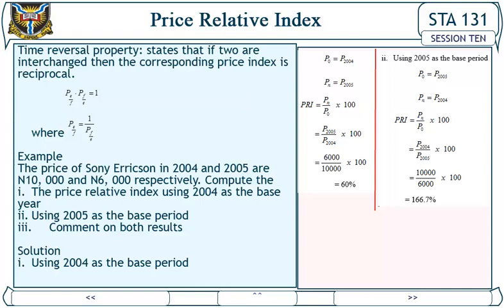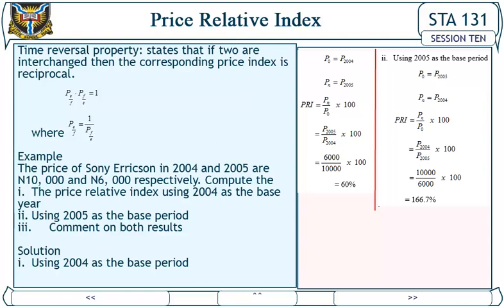Compute the 1. Price relative index using 2004 as the base year. 2. Using 2005 as the base period. 3. Comment on both results.